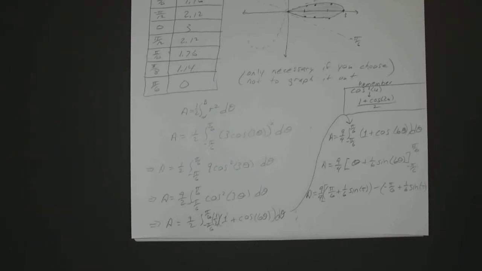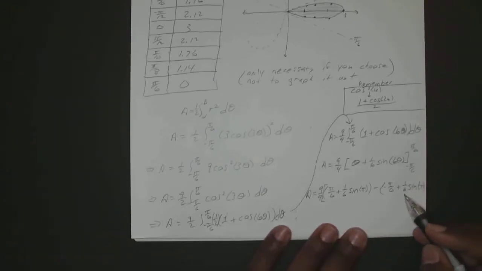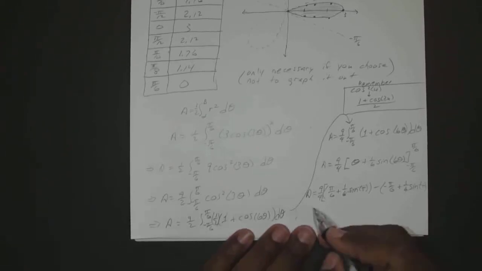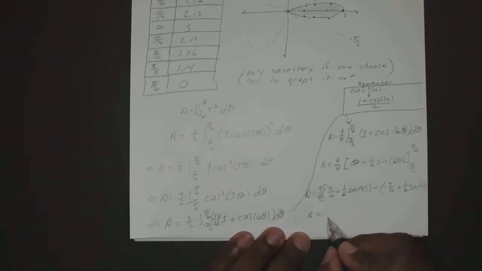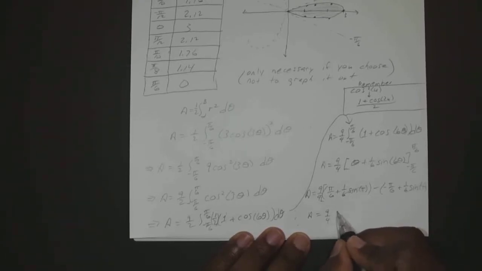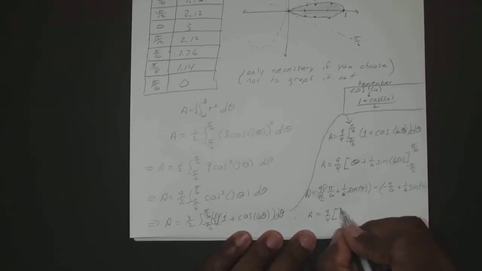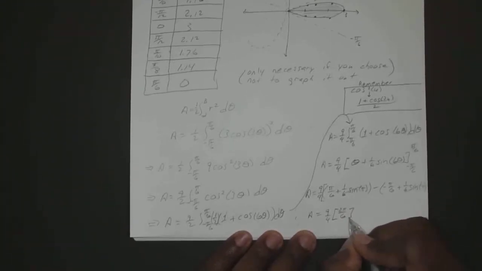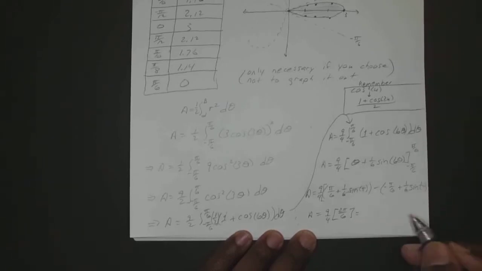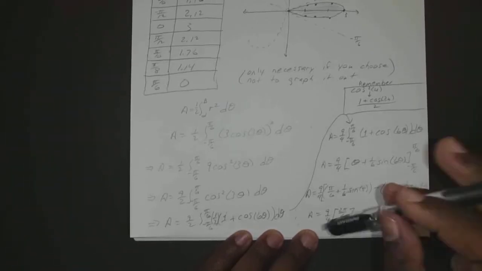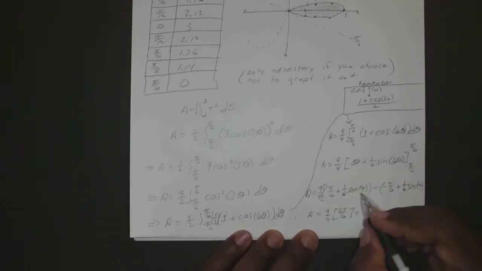Okay, so we know sine of pi and sine of negative pi is 0, so those two will actually disappear. So we end up with 9 over 4 times pi over 6 plus pi over 6, which is 2 pi over 6, which is pi over 3, but we'll leave it that way. I guess you could have simplified it a little bit. I'll leave it like that.